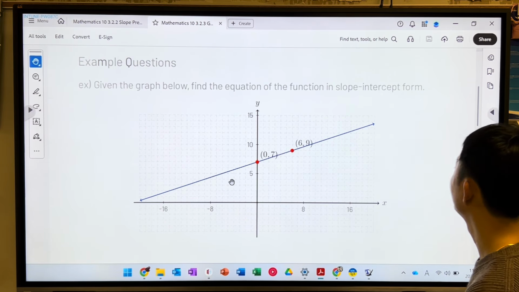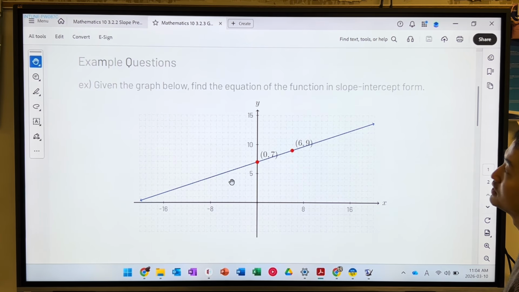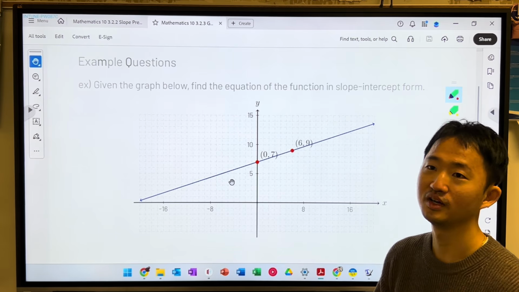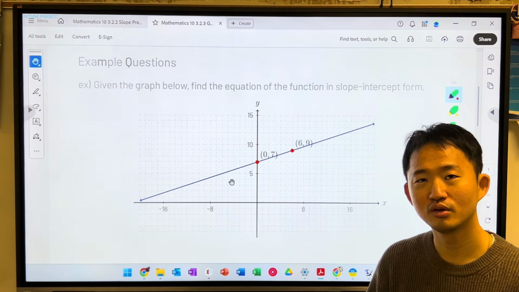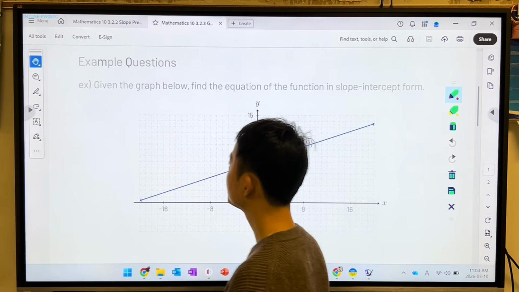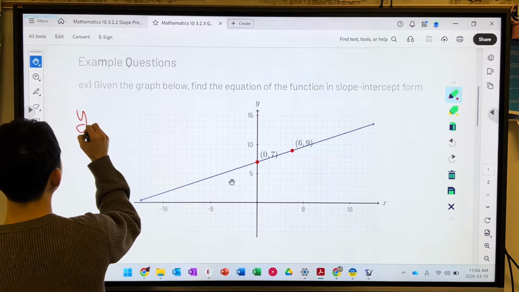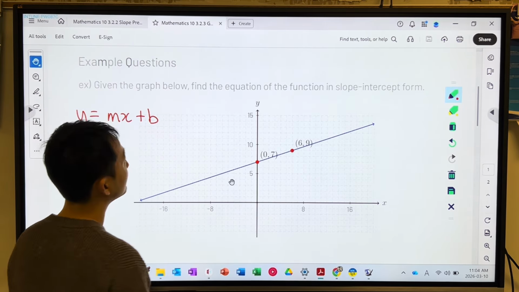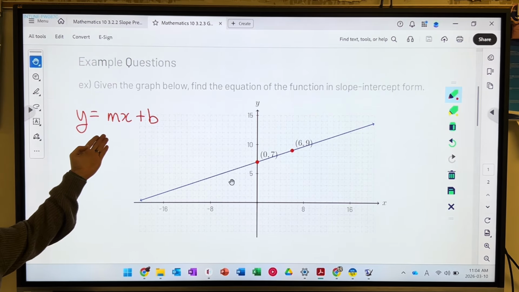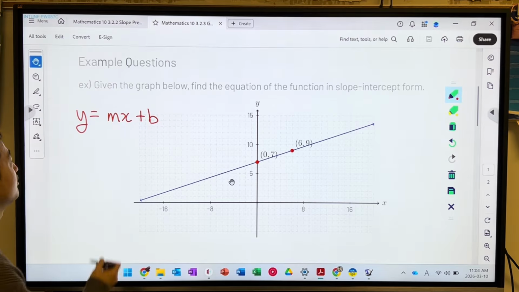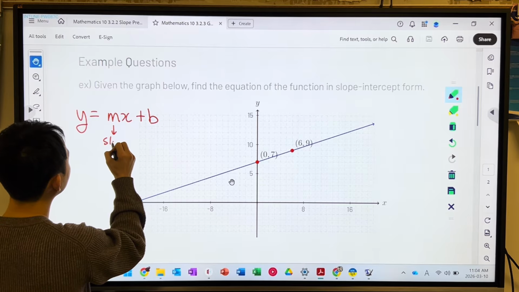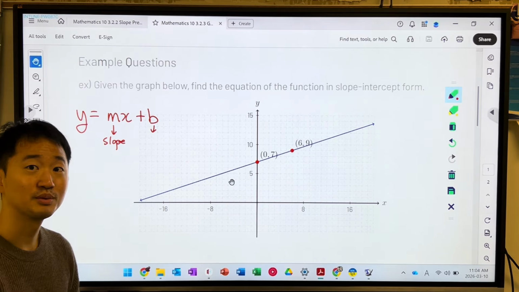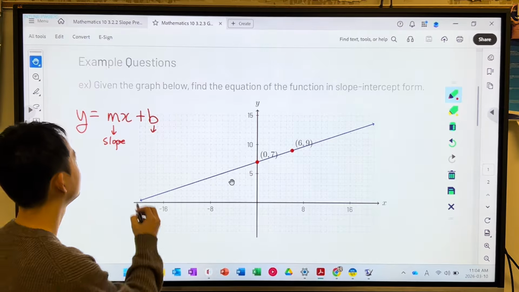Let's try the first example question. Given the graph below, find the equation of the function in slope-intercept form. So, what is a slope-intercept form? The slope-intercept form follows the format like this: y equals mx plus b. The m, the coefficient of x, represents the slope. The b value represents the y-intercept.